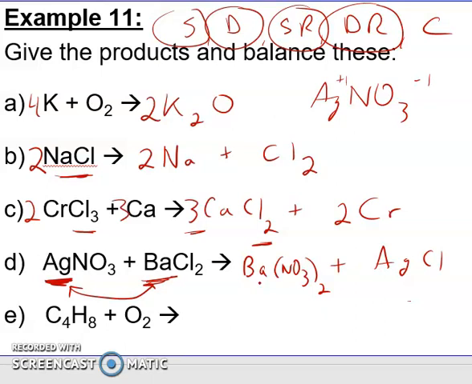Let's balance the equation. You can think of nitrates. You have 2 nitrates here, so we need 2 nitrates here. Put a 2 in front of there. That gives you 2 silvers. Put a 2 in front of there, that gives you 2 chlorines, and that's actually 2 chlorines. So we are balanced. That equation is written and balanced as it is.